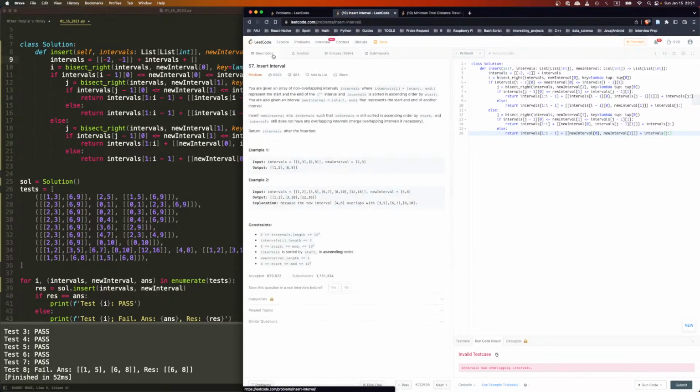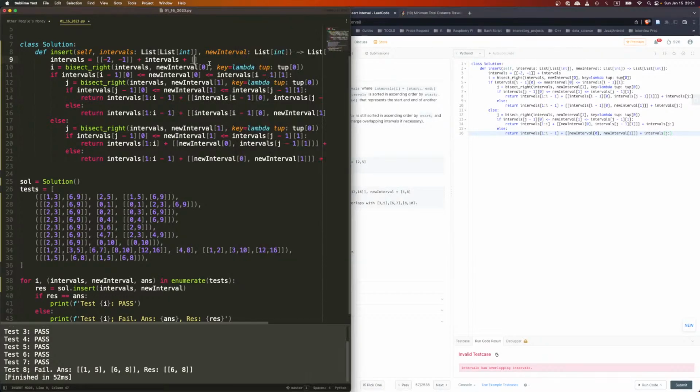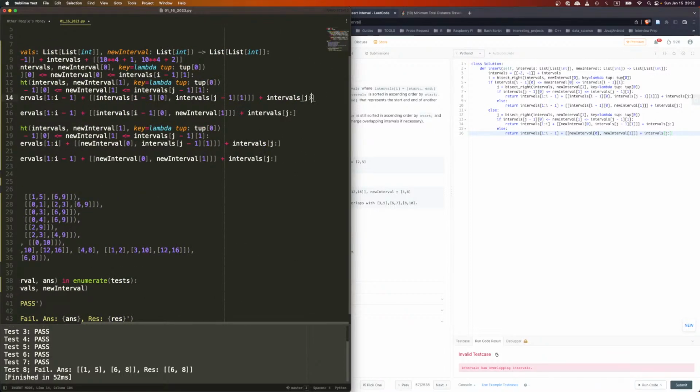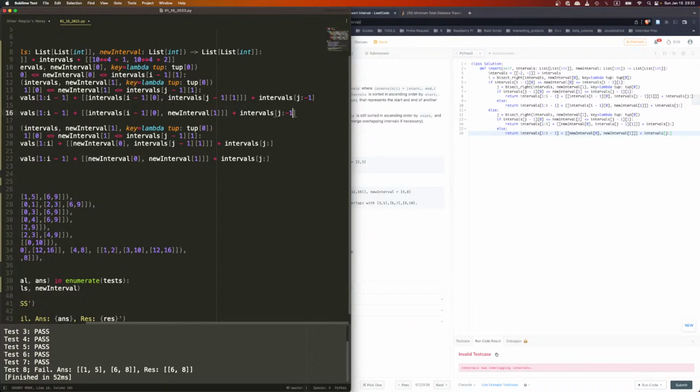What was the limit? 10 to the 4th. Okay. 10 to the 4 plus 1. 10 to the 4 plus 2. And then, when we go to the end, don't go all the way to the end. The last one, don't take the last one. Interesting. I did not expect that to happen.